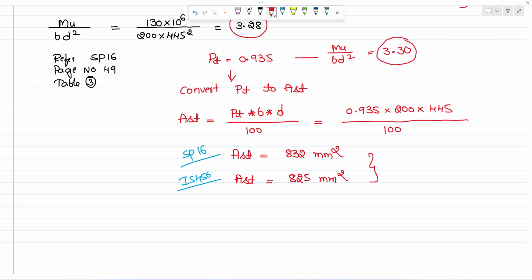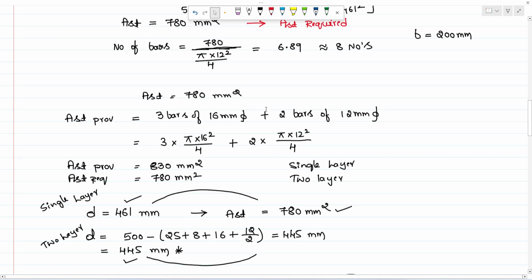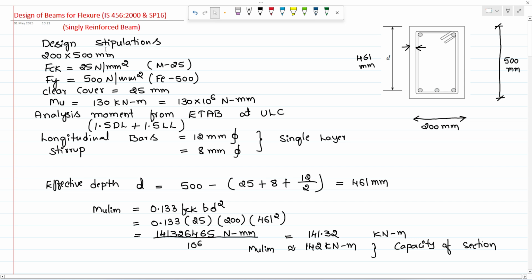So this is because I have taken the PT for the value of 3.30. So this PT 0.935 is for a Mu by BD square value of 3.30, but my actual Mu by BD square is 3.28. It is somewhat on the higher side. So this is how you can check the SP16 method and IS 456 methods. In the next class, we will take up design of doubly reinforced beams.